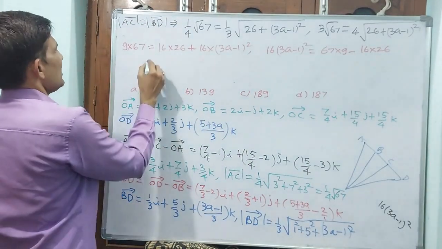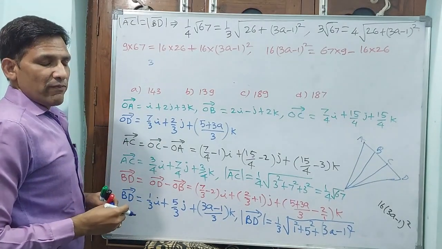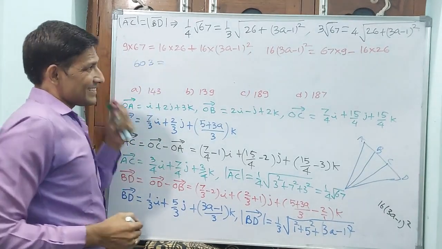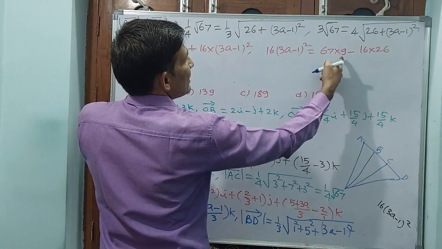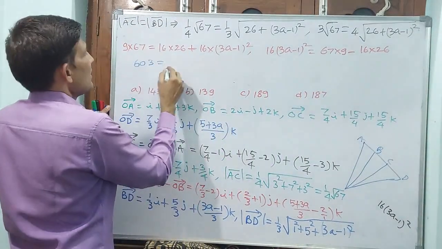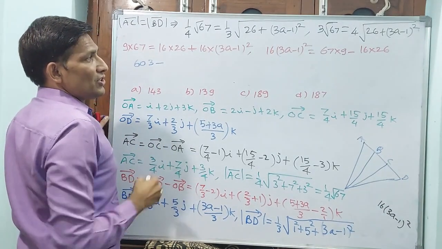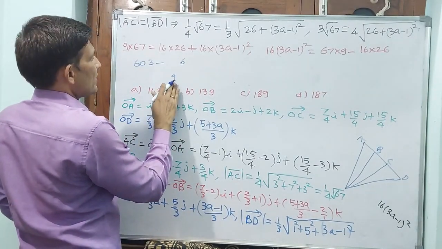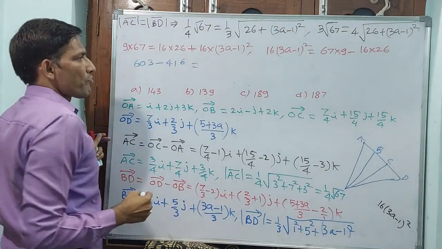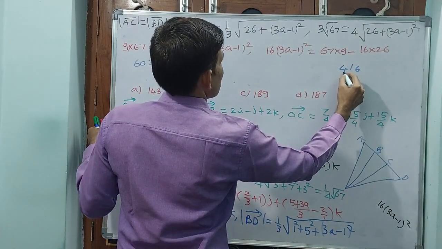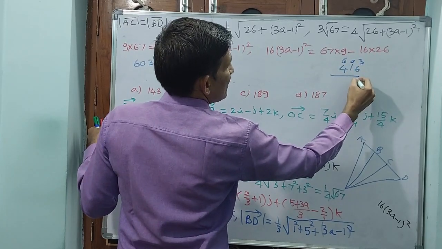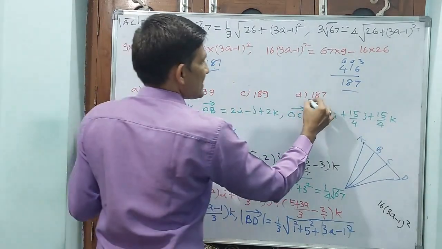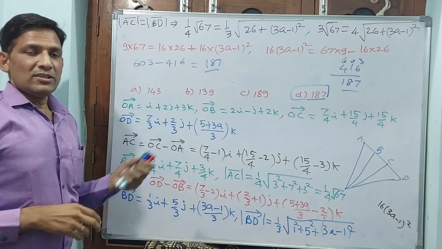9 7s are 63, 9 6s are 54 plus 6, 60, so 603. Minus 16 6s are 96, 16 2s are 32 and 9, 41, that is 416. 603 minus 416 is 187. So 187 will be your answer, option D. Take this, we'll go for the next.